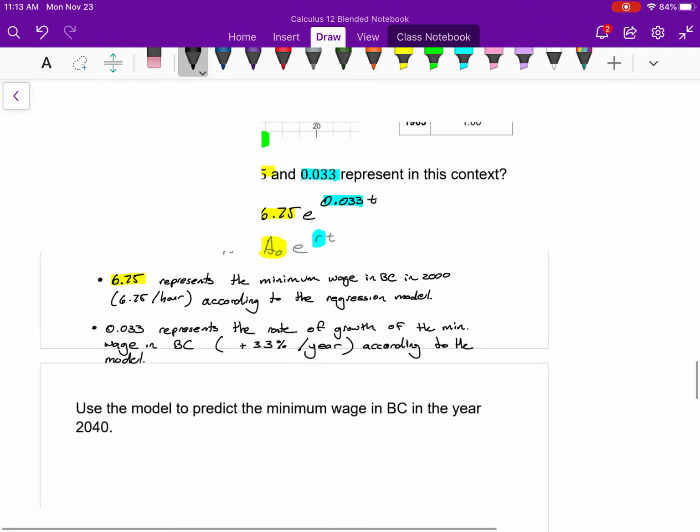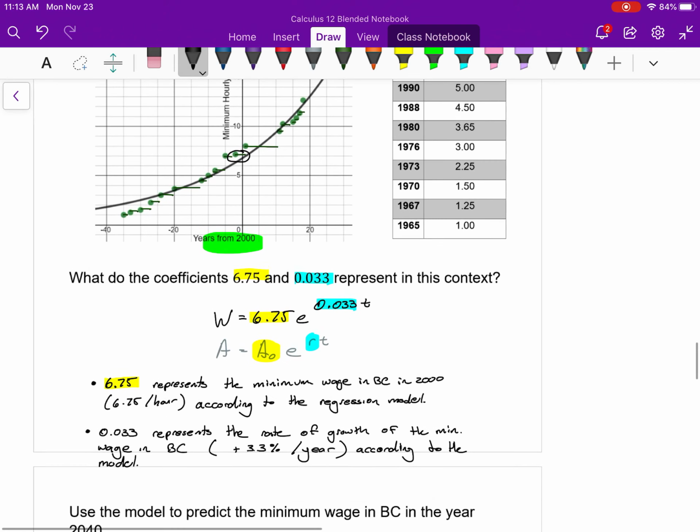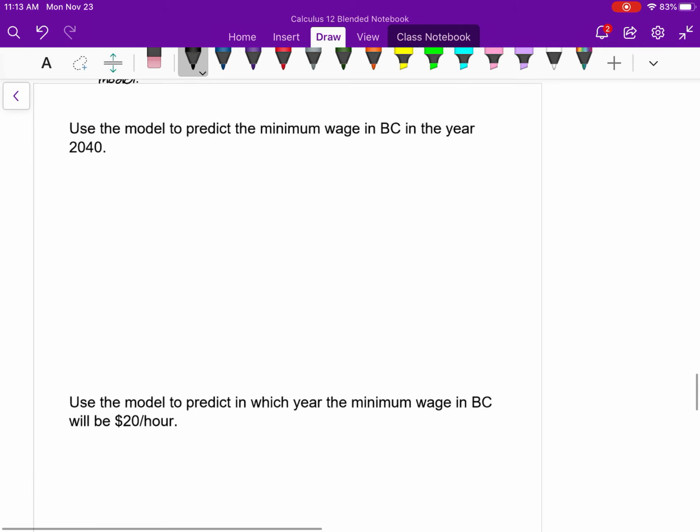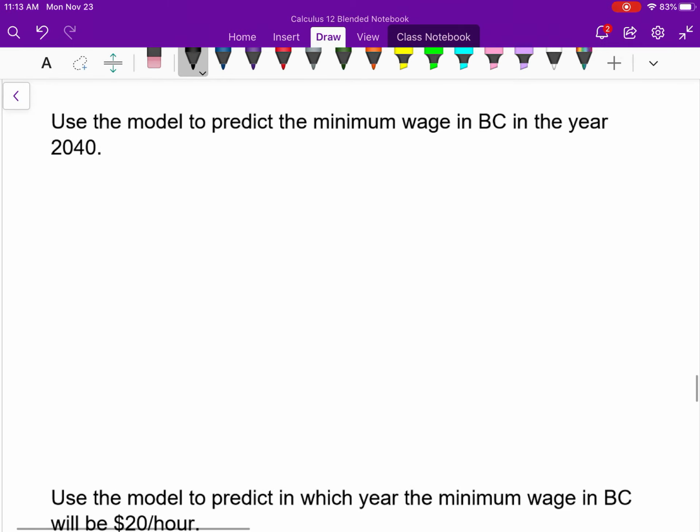But even though the model is not perfect, what that tells me is that, roughly on average, minimum wage over the last, what is this, 50-ish years has been growing about 3%, a little more than 3% a year. All right, so now let's use the model for 2 questions. Use the model to predict the minimum wage in the year 2040.